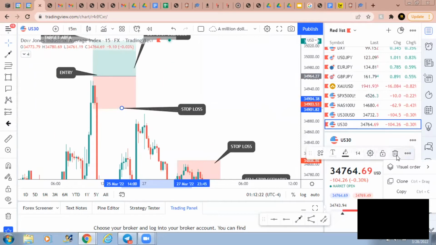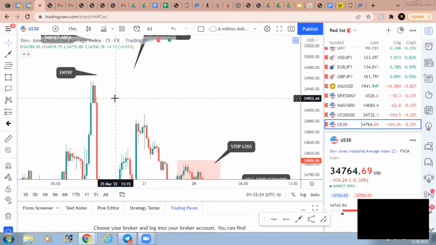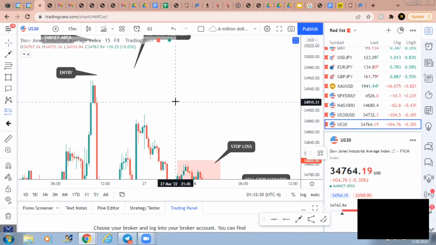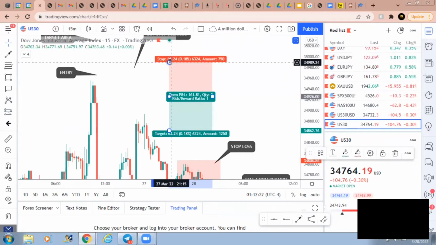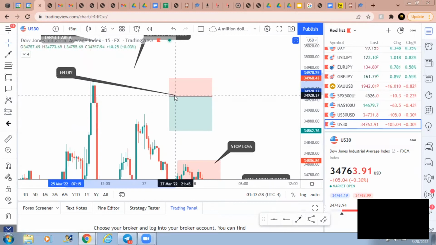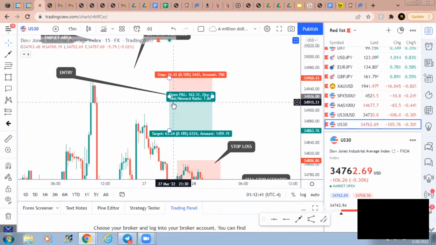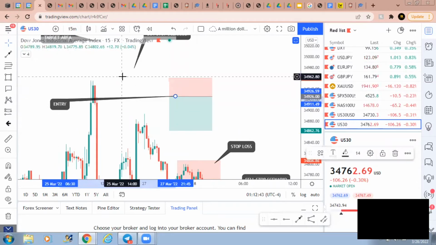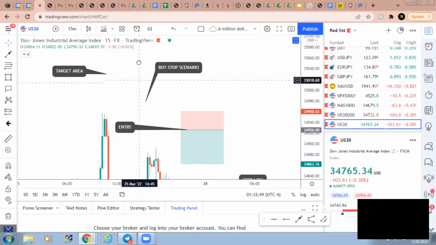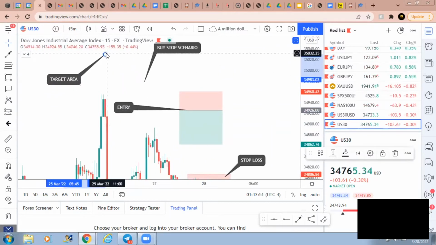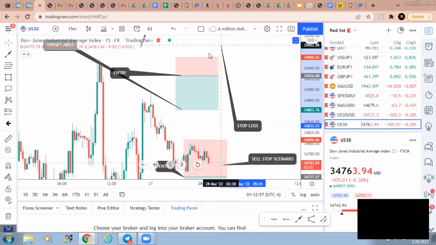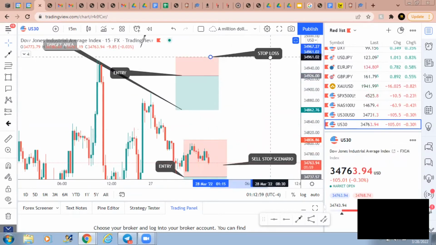I'll erase this over here. Let's say we want to have a sell limit right at the top. I want to place my stop loss above the wick, not below, because we're selling. We want price to come all the way back up to sell from this area, at a high price. So this right here is the entry. This is the target area. And right here at the top is your stop loss.